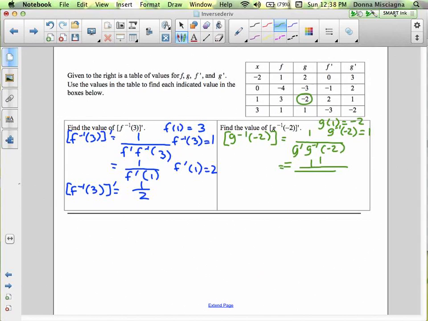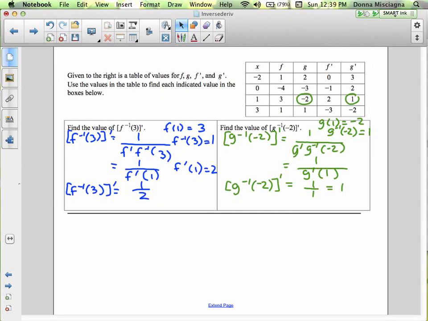Equals 1 over g prime of, all right, so g inverse of -2 is 1. Now g prime of 1 is equal to 1. So this is just going to be 1 over 1, or 1. So the derivative of the inverse when x is -2 is equal to 1.